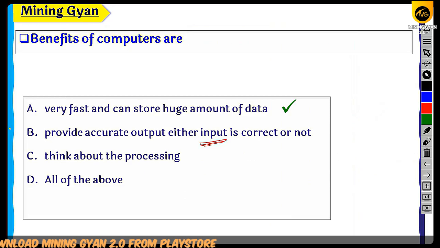Is it clear? Option A is the correct answer, because the computer is very fast and can store a huge amount of data. But option D is the wrong answer. All of the above is not correct.